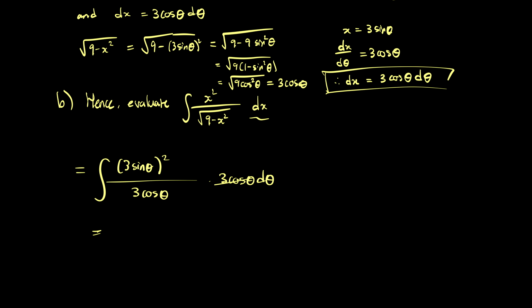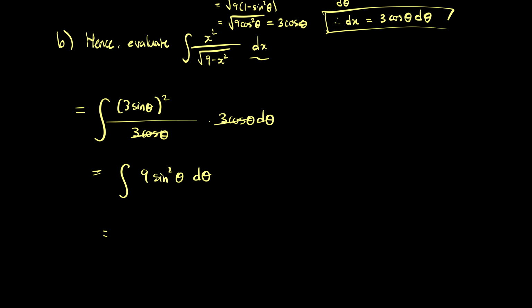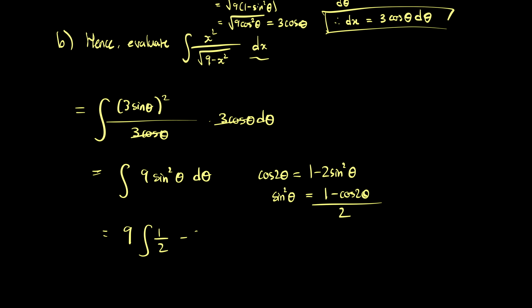The 3 cos thetas cancel, so we are left with 9 sine squared theta d theta. And I'm going to extract this 9 here. Integrating sine squared theta is not as easy to do, so I'm going to convert this into cos 2 theta, using the identity cos 2 theta equals 1 minus 2 sine squared theta. Isolating sine squared theta gives 1 minus cos 2 theta over 2. So that's what I'm going to input here, and I'm going to make these separate terms just like that.